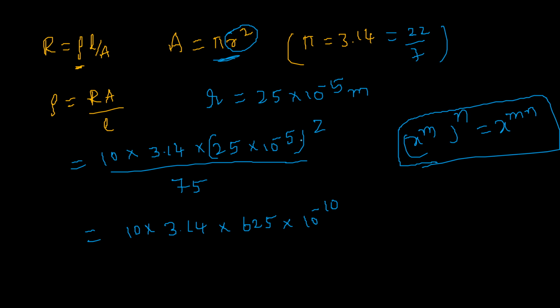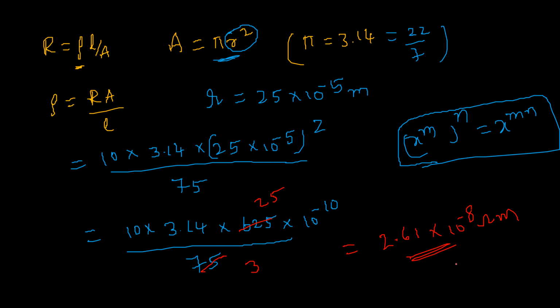Here 25 into 25 is 625, divided by 75. We can cancel 25 on both sides. If you solve this value, we will get the answer 2.61 into 10 power minus 8 ohm meter. Do the calculation and you will get this answer.